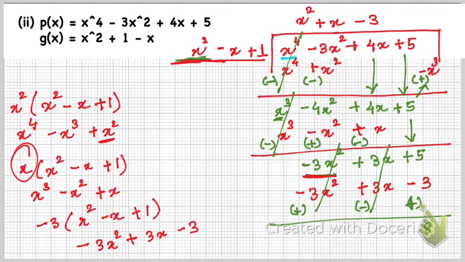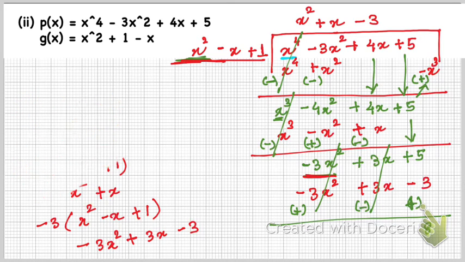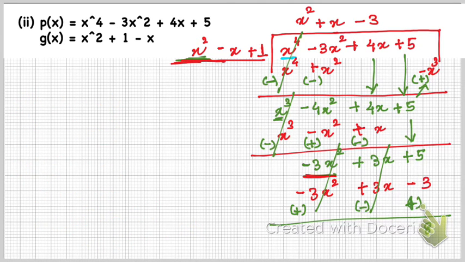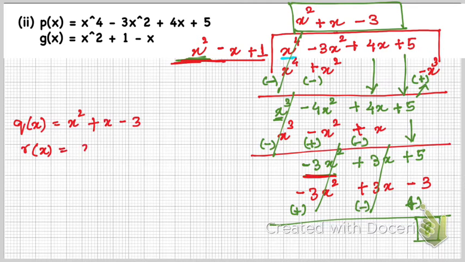So here what we have got, I'm erasing the rough work again. Here we have got the quotient as x square plus x minus 3 and the remainder as 8. So we can write it as the quotient polynomial that we have obtained is x square plus x minus 3 and the remainder polynomial that we have obtained is 8. Okay, moving on to the next question again.